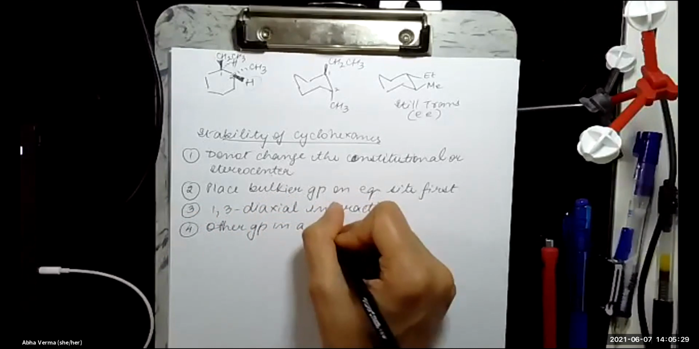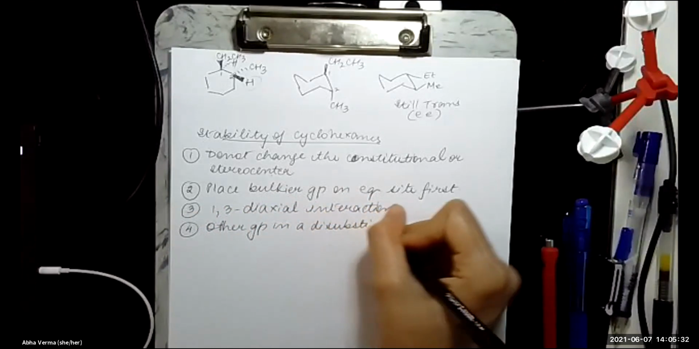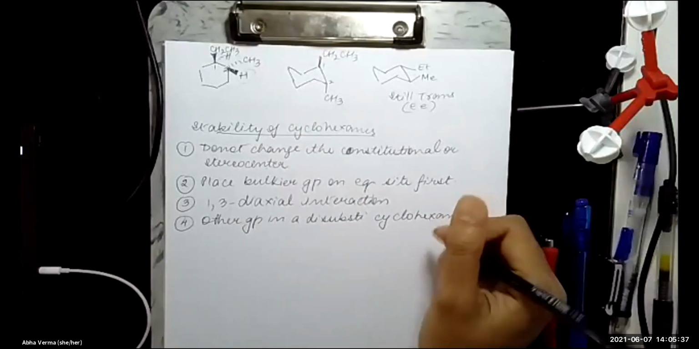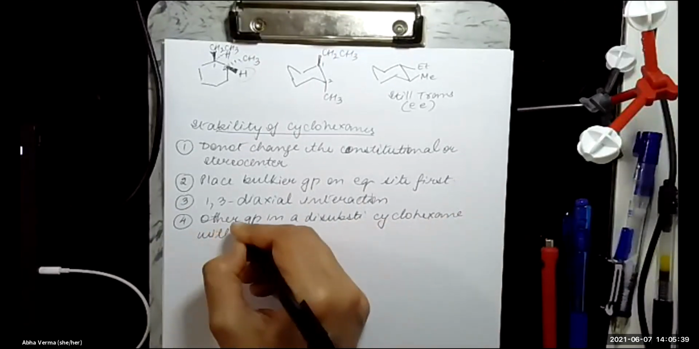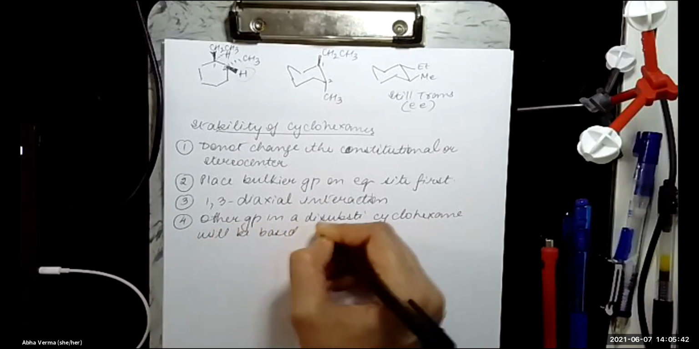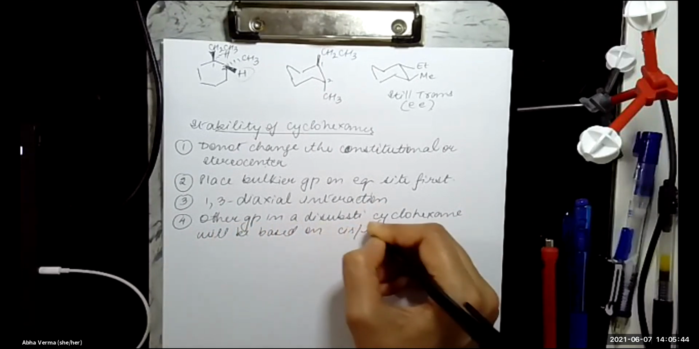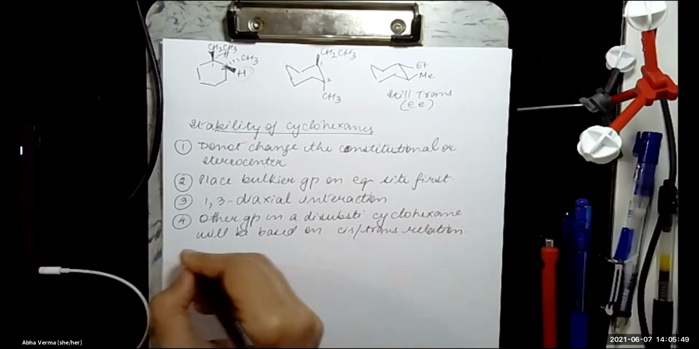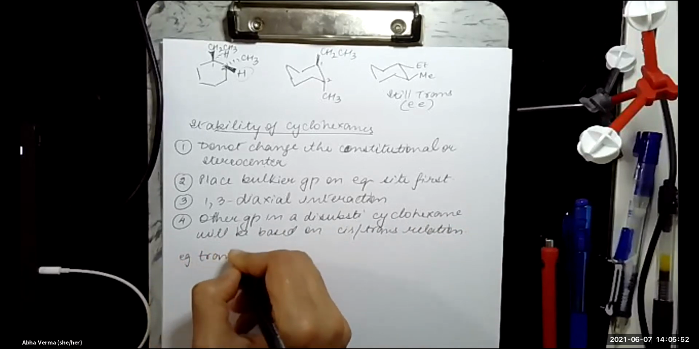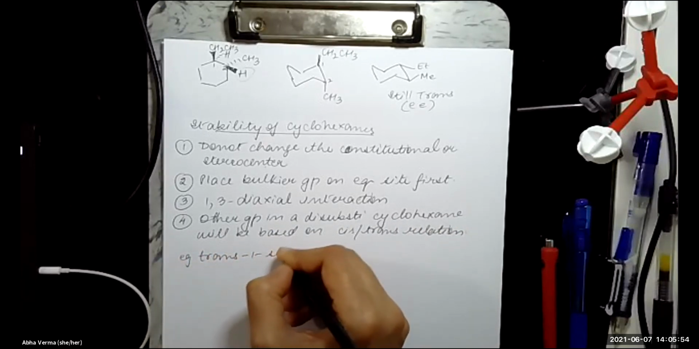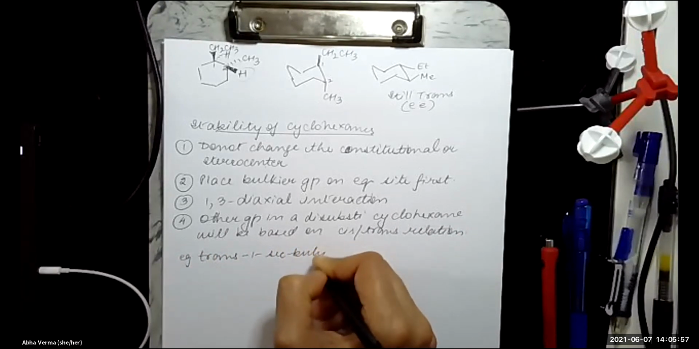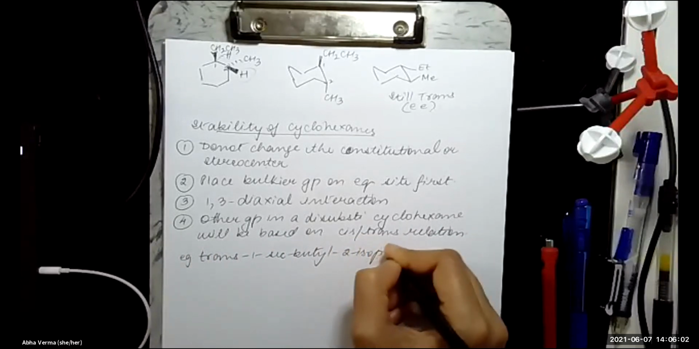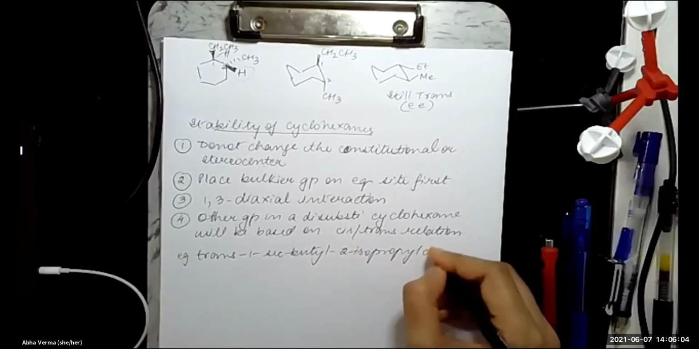in a disubstituted cyclohexane will be based on the cis or trans relationship. And let's do an example for that. Okay, let's say that you have to draw a 1-sec-butyl, 2-isopropyl cyclohexane.